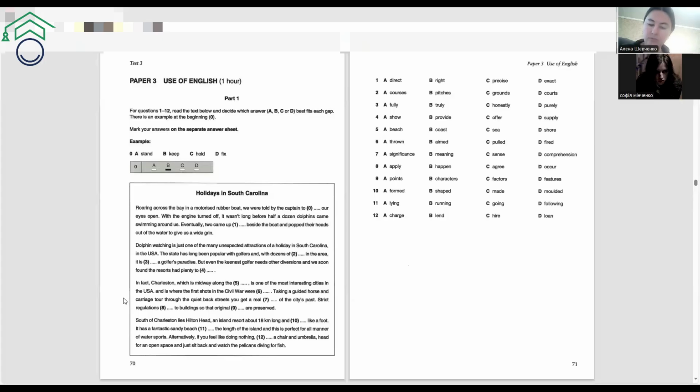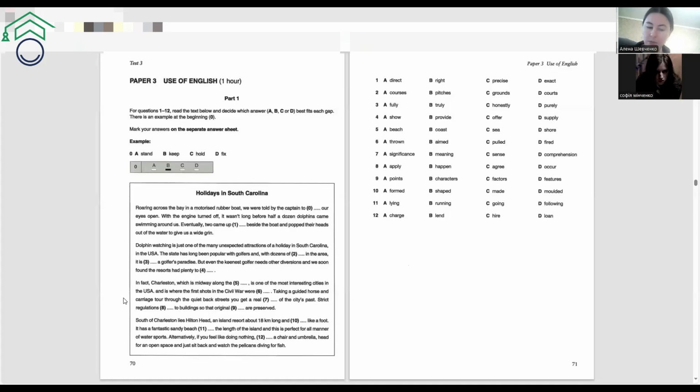Maybe variant D again. Actually, it's C. You can get a real sense of the city's past. To get the sense means you can get this feeling. You can feel the city's past. You can emotionally feel it. You can emotionally touch its past. So sense of something has the same meaning as feeling. It is synonymous with it in this case.